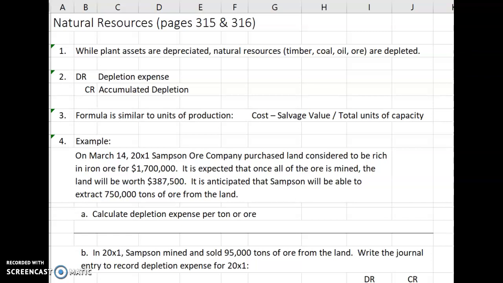The formula for calculating depletion expense is very similar to units of production. Cost minus salvage value divided by total units of capacity.